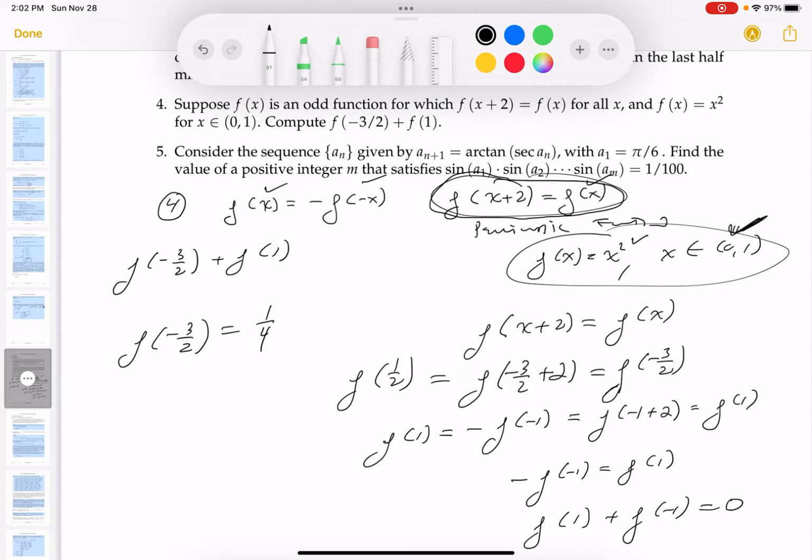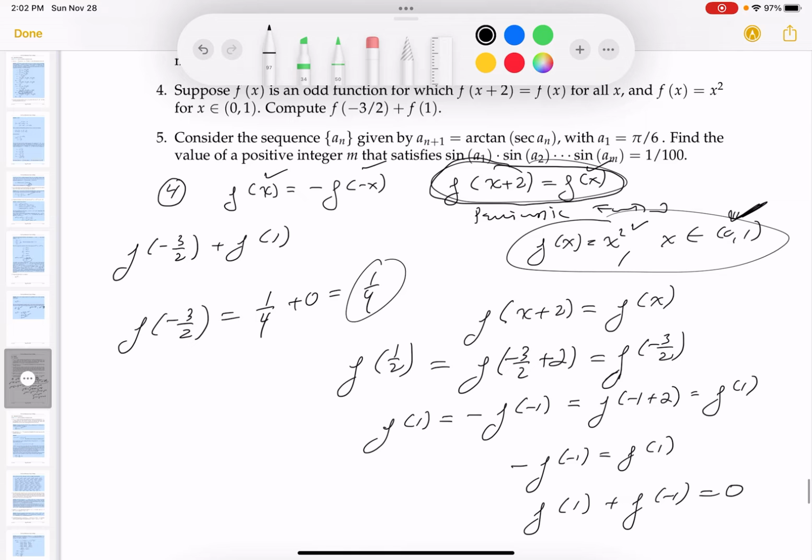Trying to figure out what f of 1 is. It has to be 0. So 1/4. Let me make sure I'm thinking about that correctly. I'm a little concerned about that now. So f of 1 minus f of minus 1, and then I use the other identity, f of minus 1 plus 2. I see it.